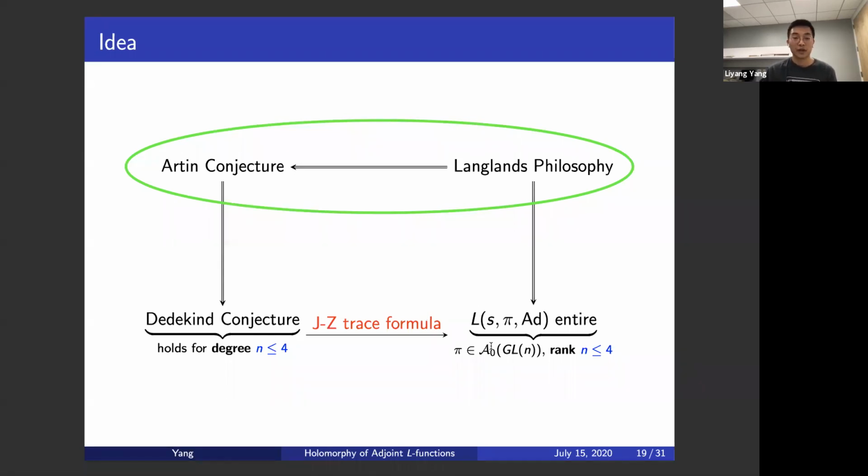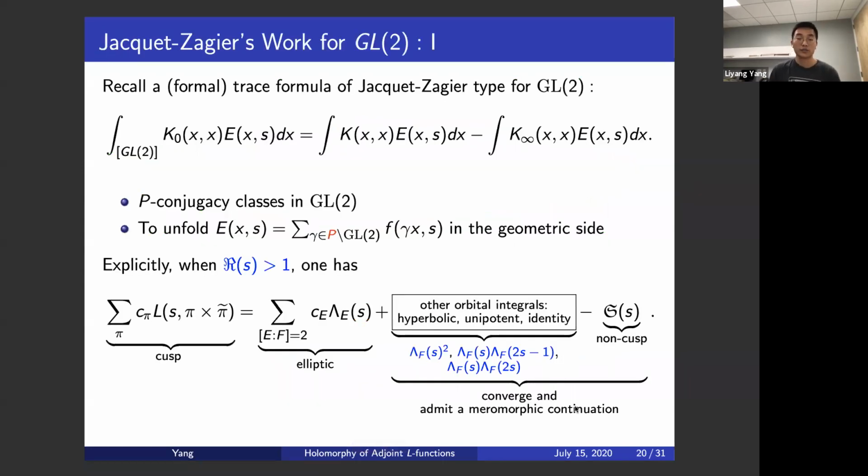And what we did is the GL3 and GL4 case. The main toolkit for this implication is a variant of the trace formula called the Jacquet-Zagier trace formula. So let's talk about this trace formula. Let's first review the trace formula on GL2 and see how it works. Here's a formal identity of the trace formula on GL2.